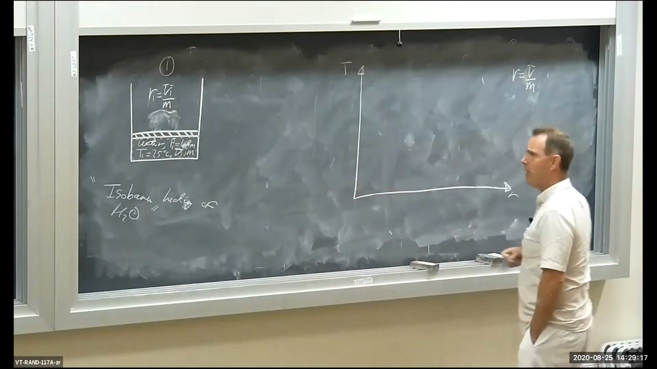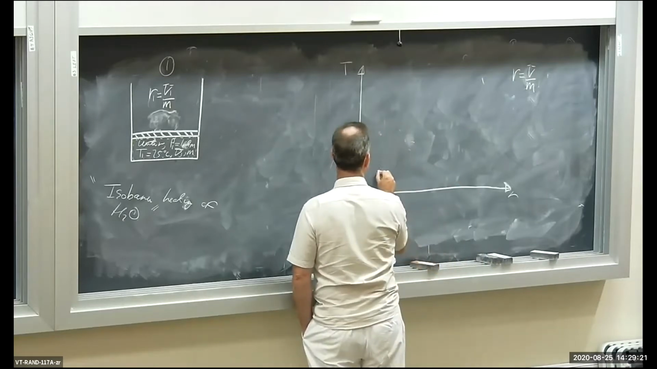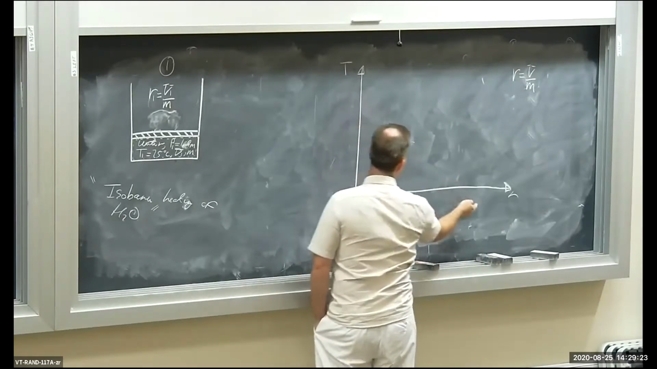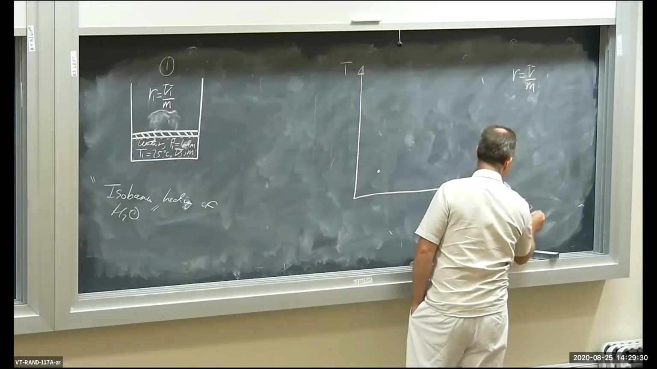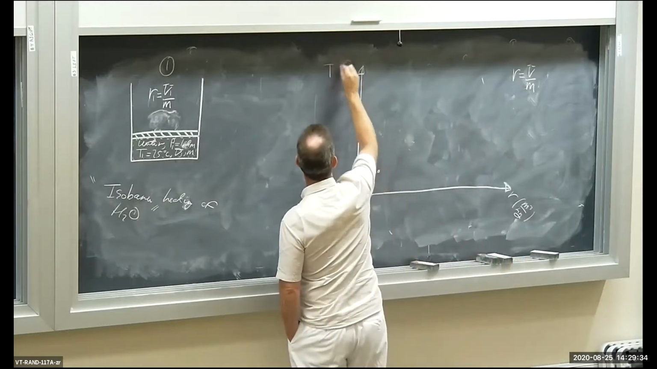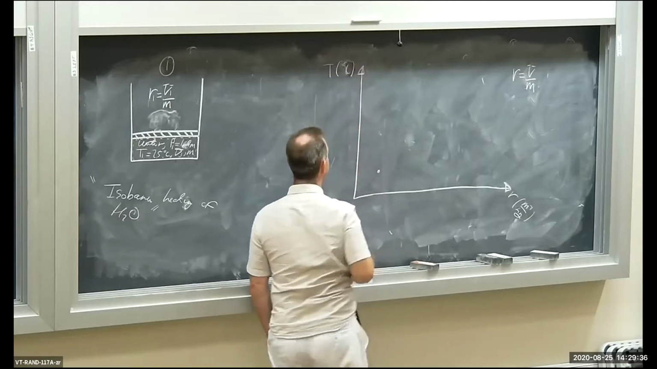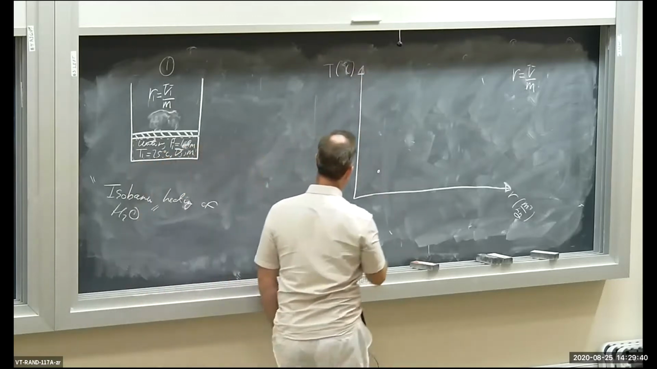Now, let me put state 1 up here on my temperature specific volume plot. Units for specific volume in metric is cubic meters per kilogram. And let's say temperature is in centigrade, degrees C, okay? Temperature in degrees C. State 1, I start off at 25 degrees C.